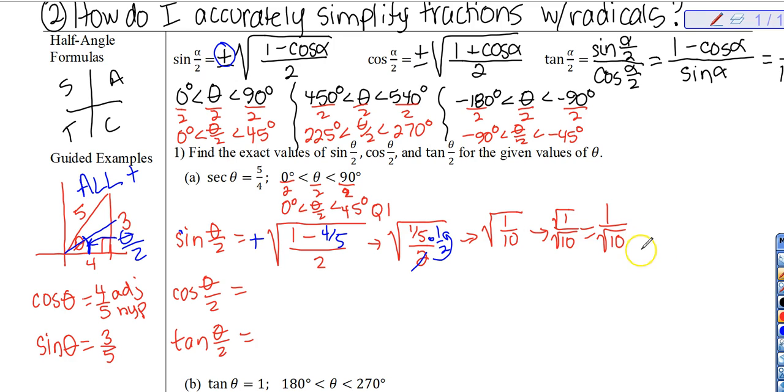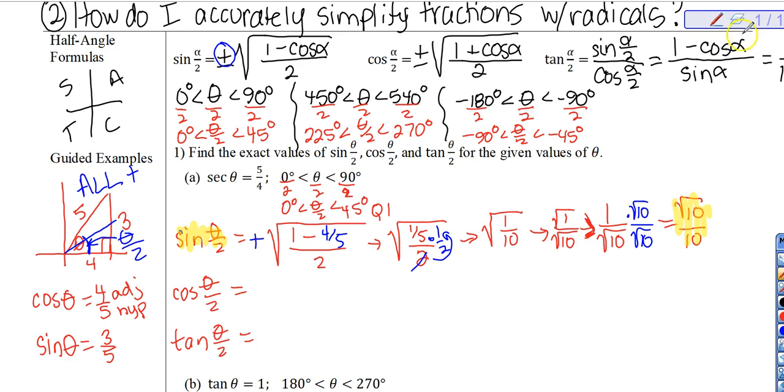So I'll grab a different color to show that I'm doing that. By the way, let me do an arrow here. So I'm going to rationalize my denominator. I don't want a radical in my denominator because it's irrational. And we get the square root of 10 over 10. And that cannot be simplified. Therefore, the sine of theta over 2, its value is the square root of 10 over 10 exactly.